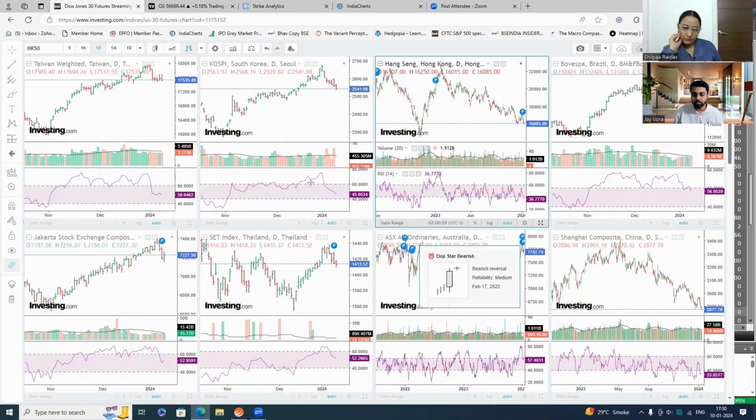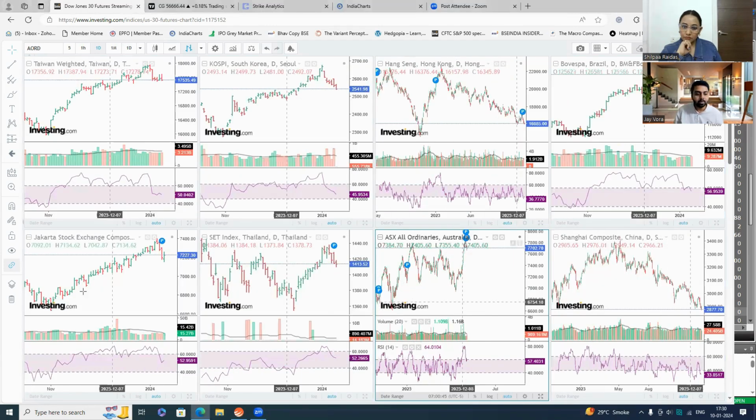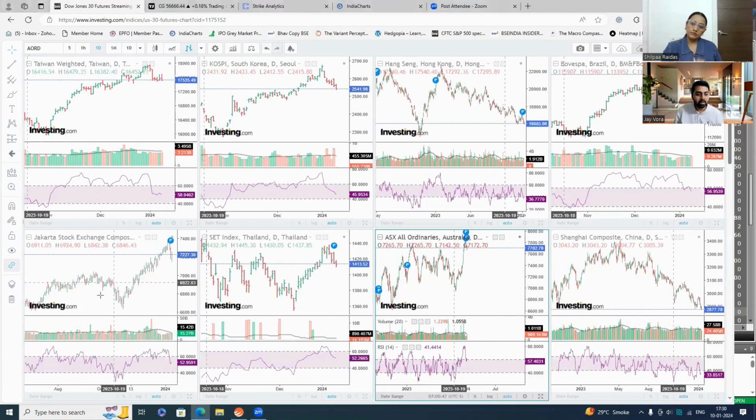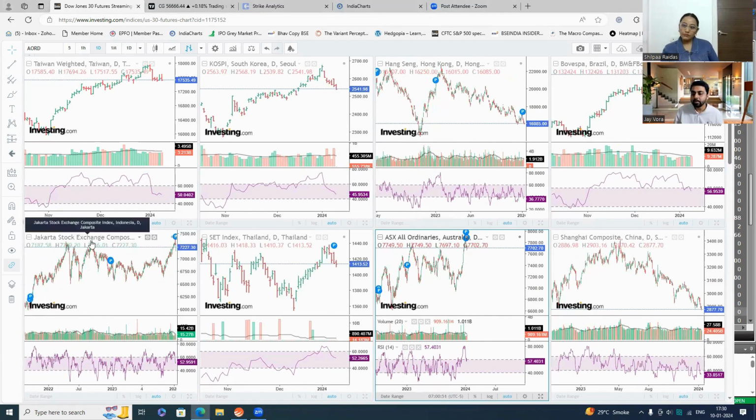Let me zoom in. It is basically trading in a range over here. Now, if I pick any of the Asian indices, they are either weak or at 2022 highs. So if you take Jakarta, you see something very similar, that they are at the 2022 peak.